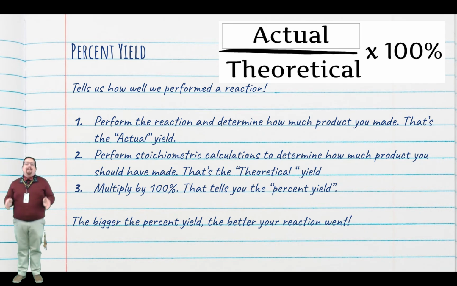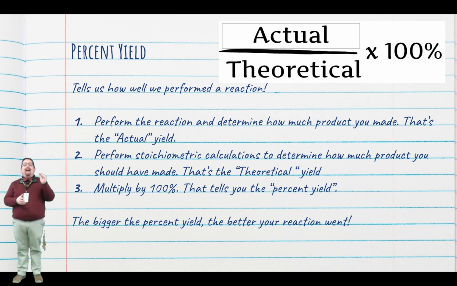Last but certainly not least today is percent yield. The percent yield will tell us how well we performed a reaction. To find the percent yield, you first need to run the reaction and measure out how much of the substance you actually produced. This is what we call your actual yield. Then, based on how much of your reactants you put together to start with, use the stoichiometric calculations we just learned about to determine how much you should have produced. This is your theoretical yield, because theoretically that's how much you should have made.